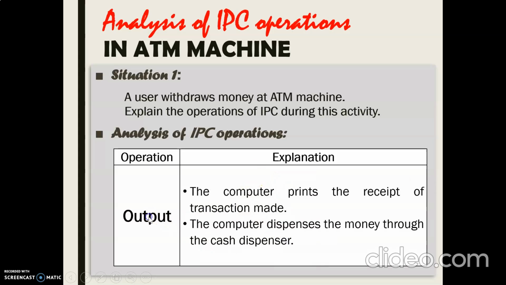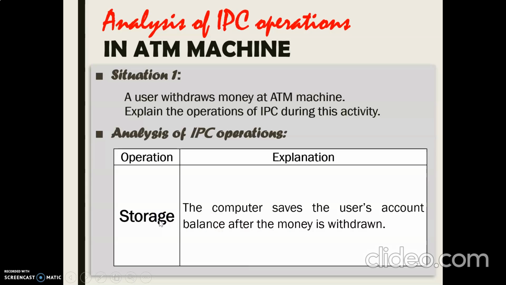The next operation is output. Okay, during output, the computer will produce things for us to see. For example, in ATM machine processes, the computer will print the receipt of the transaction made. Okay, and then also the computer will dispense the money through the cash dispenser, so we can take the money out.